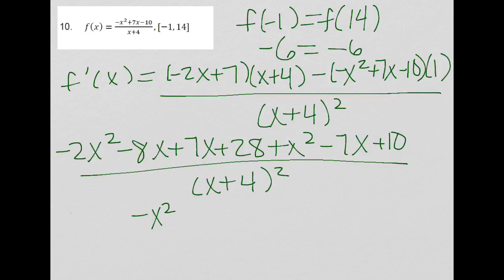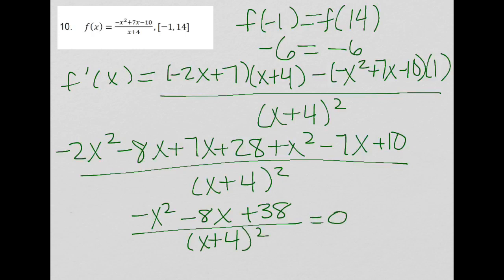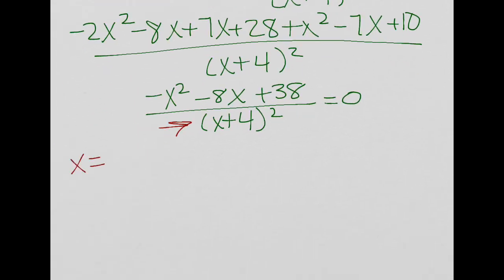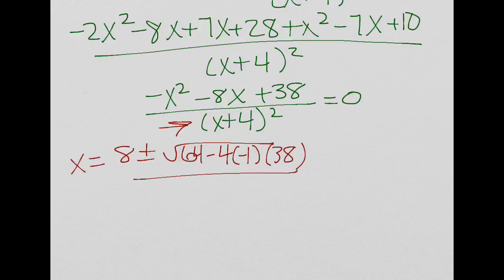So it's negative x squared minus 8x plus 28, over the denominator, and this will equal 0. There is no way I want to try and factor that numerator. Real quickly, the denominator, I'm only worried about it at negative 4, which is outside my interval anyway. So I'm going to use the quadratic formula, negative b plus or minus the square root of b squared minus 4ac, all over 2a.